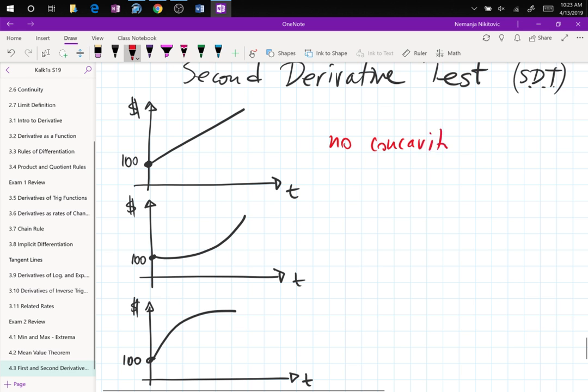This is called concave up, and this is concave down. And again, please note that all three are increasing. All three are going to make you money now. And they all have their advantages in the market.